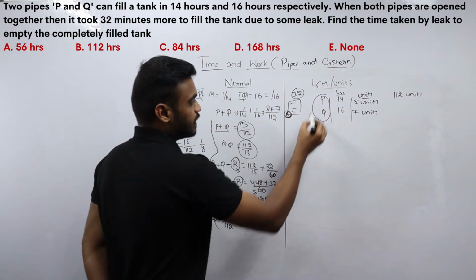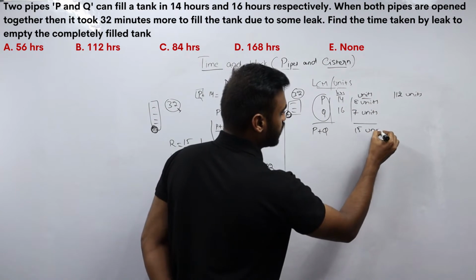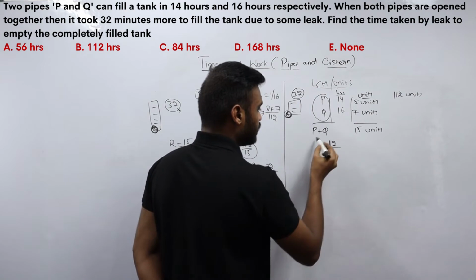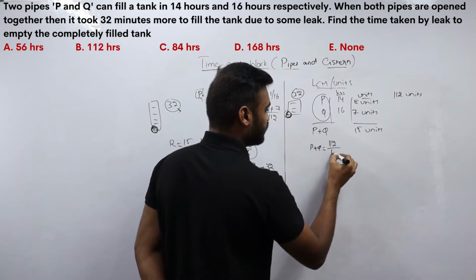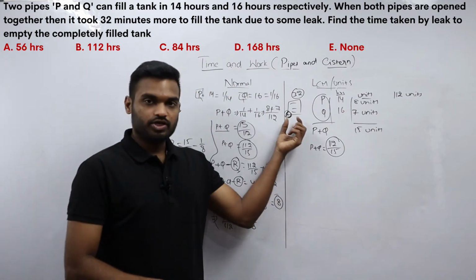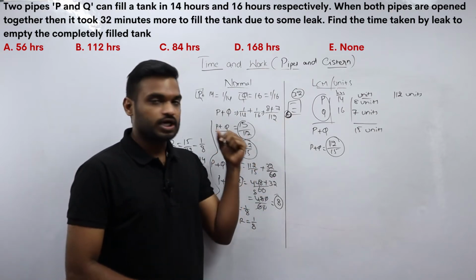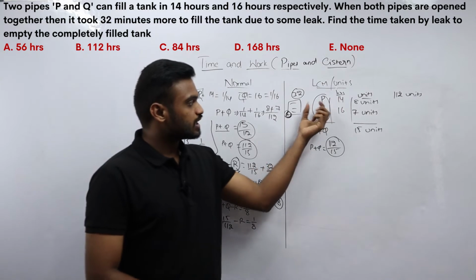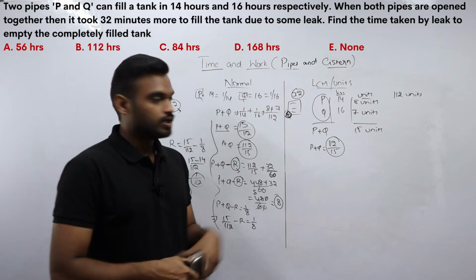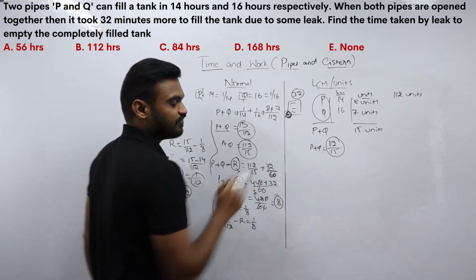P plus Q totally do 8 plus 7, that is 15 units of work per hour. So to complete this 112 units of work, P plus Q totally takes 112 by 15 hours. To find the time taken for the leak, first we need to find the total time taken by P and Q to finish the entire tank if there is no leak. That is 112 by 15 hours.